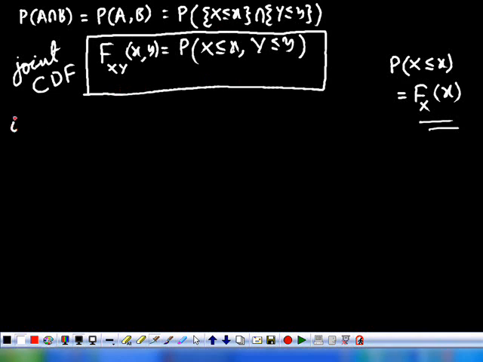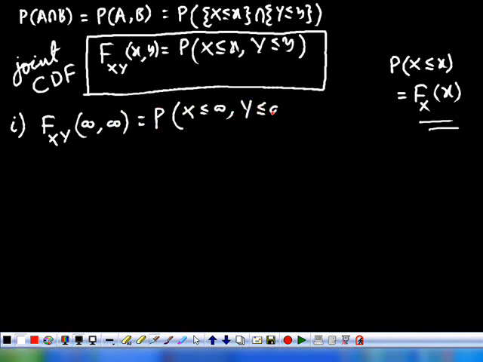Now if you consider FXY of infinity comma infinity, that is, I am letting the probability of X less than or equivalent to infinity, and Y is also taking all the values in the XY plane. If you consider the XY plane, both X and Y, two random variables, are taking all values in the XY plane. So therefore it is a certain event.